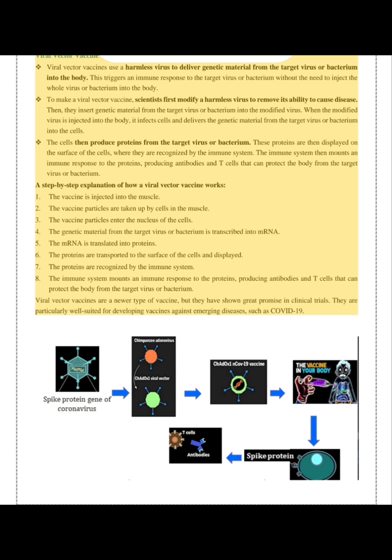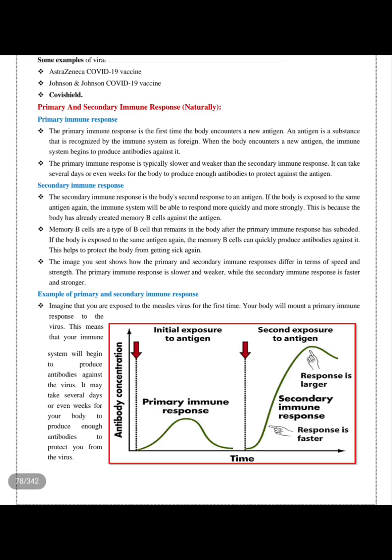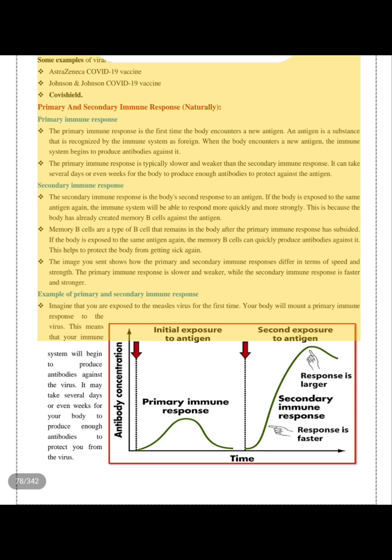Viral vector vaccines are a newer type of vaccine, but they have shown great promise in clinical trials. They are particularly well suited for developing vaccines against emerging diseases, such as COVID-19. Some examples of viral vector vaccines include AstraZeneca COVID-19 vaccine, Johnson & Johnson COVID-19 vaccine, Covishield.